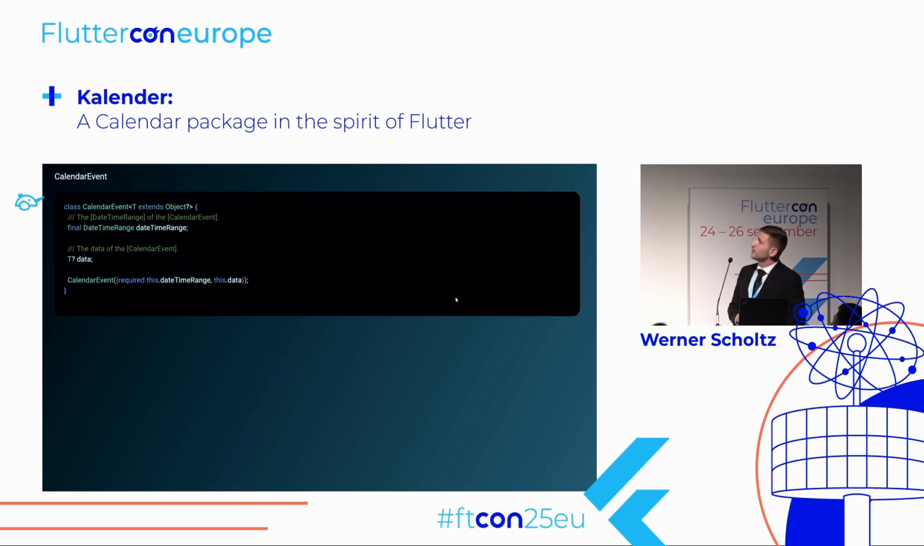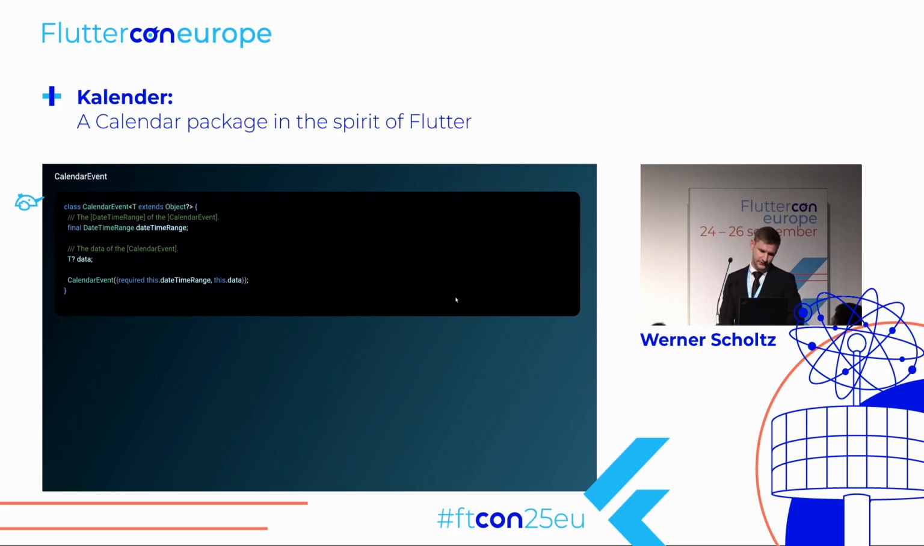You'll notice the only thing that is required is the DateTime range, because that's the only data that the calendar package needs to actually render an event at a specific place. Also notice that the data field is a generic type T. That means you can pass in anything you want into that field. So say, for example, you have an event model class in your app already. You can just extract the DateTime from that, pass it into the calendar event, and then the event you can pass into the data field.